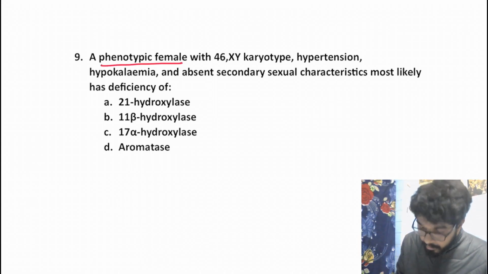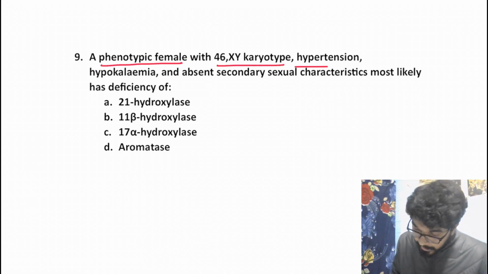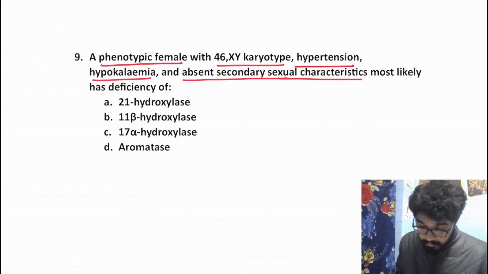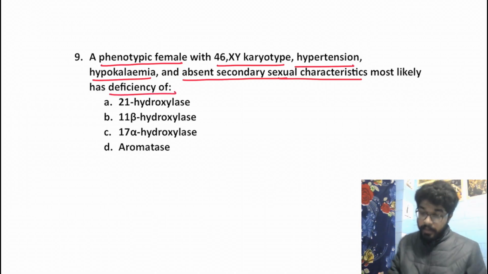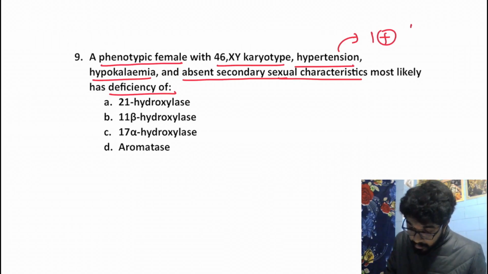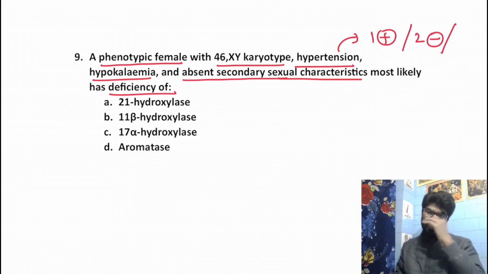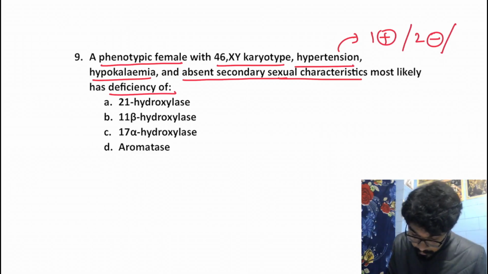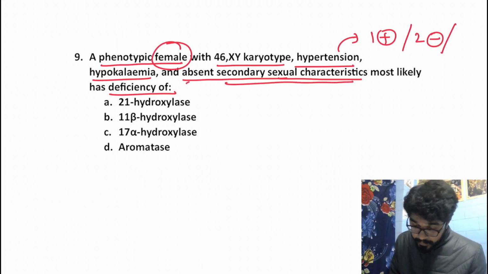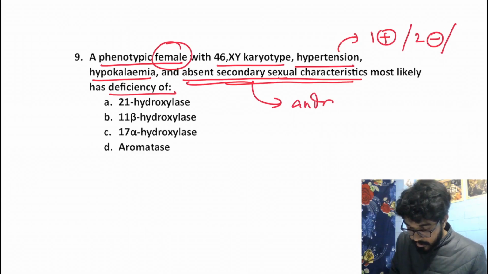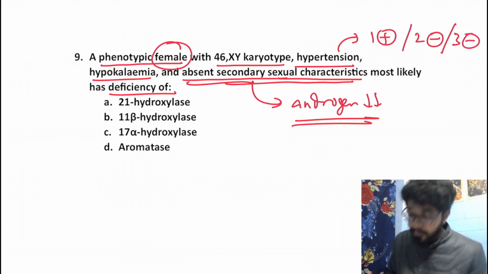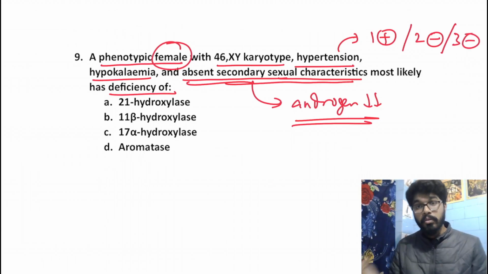Phenotypic female with 46XY karyotype, hypertension, hypokalemia, absent secondary sexual characteristics, most likely a deficiency of which enzyme? Hypertension means that 1 is in excess. 2 is always low in all congenital adrenal hyperplasia, and she's a female and secondary sexual characteristics are absent, which means that the androgens are deficient. Which means 3 is also absent. So 2, 3 is low and 1 is in excess.